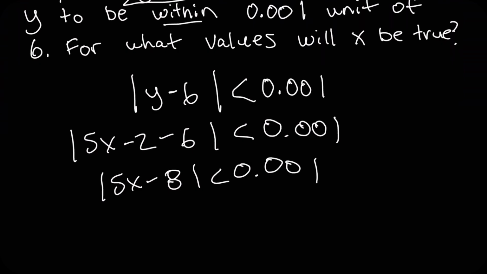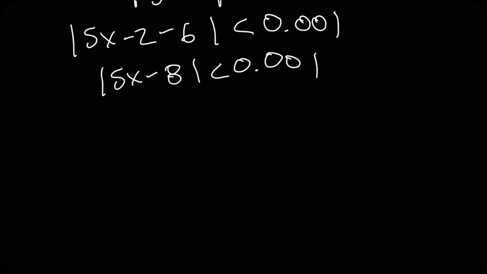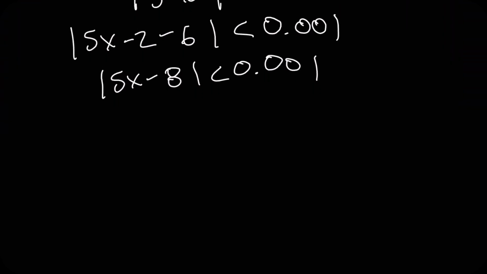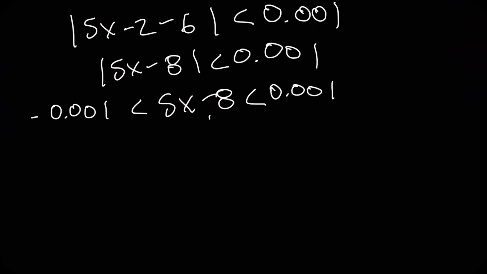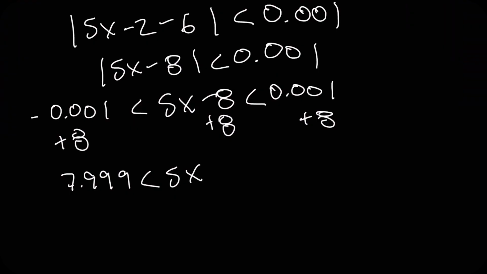Now, if it's within, we know that we're going to have our 5x minus 8 sandwiched in between these two values. So 5x minus 8, and then we'll have the positive 0.001, and then we'll have the negative 0.001. Go ahead and take care of your constants on both the right and left hand sides, and that will leave us with 7.999 less than 5x, and that will be less than 8.001.